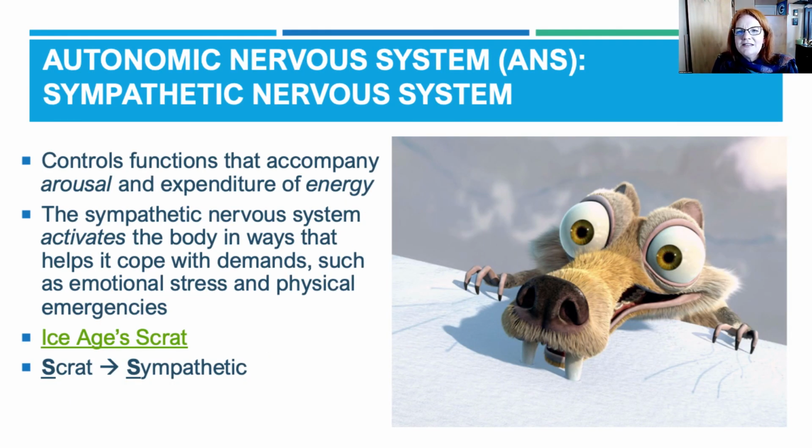Sympathetic starts with an S, and so does this little creature here. If you remember, his name is Scrat. Scrat and sympathetic. Scrat was a very nervous, anxious little character, and he was constantly hyper aroused, very energetic, moved around very quickly. When your sympathetic nervous system is activated, you have an increase in your general arousal. You expend more energy because when the sympathetic nervous system is activated, it's preparing your body to respond to some sort of a threat.